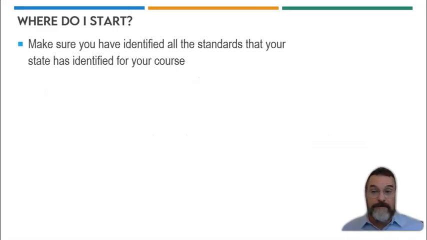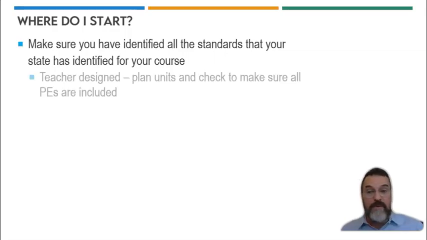So where do I start? Make sure you've identified all the standards that your state has identified for your course. Even though we've all used the same state standards, some of the states may have put some of the performance expectations in different courses. Maybe everything will go in one. Since there are a lot of states that do not do earth science, they may have combined earth science in a curriculum project that you want to work on. So you really need to know what it is that you're working on.